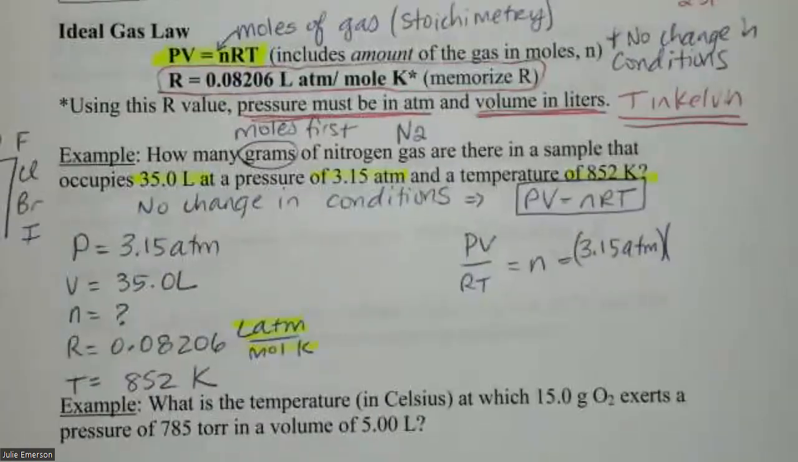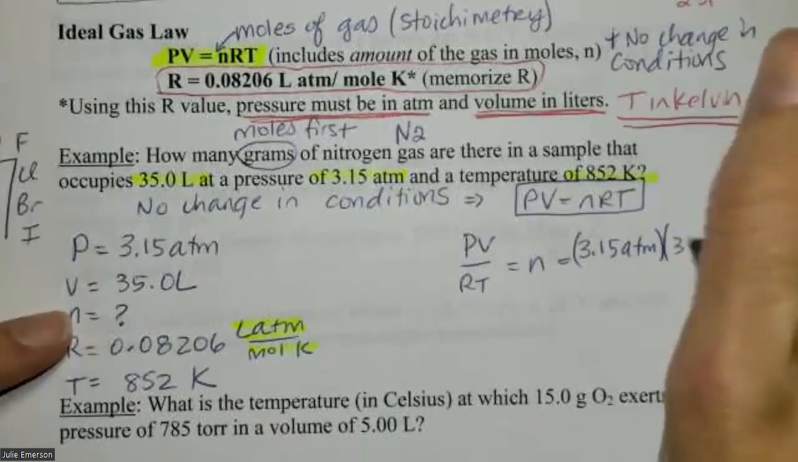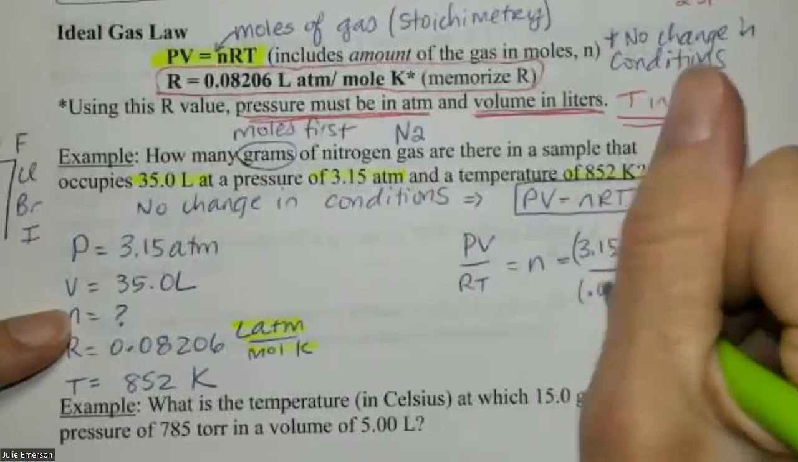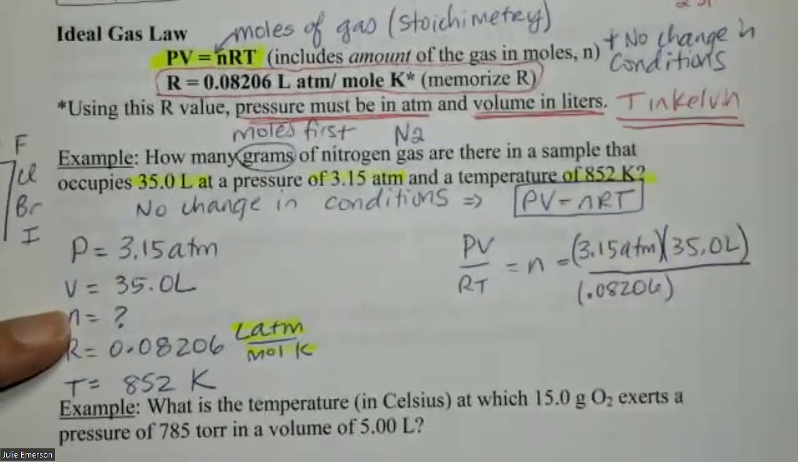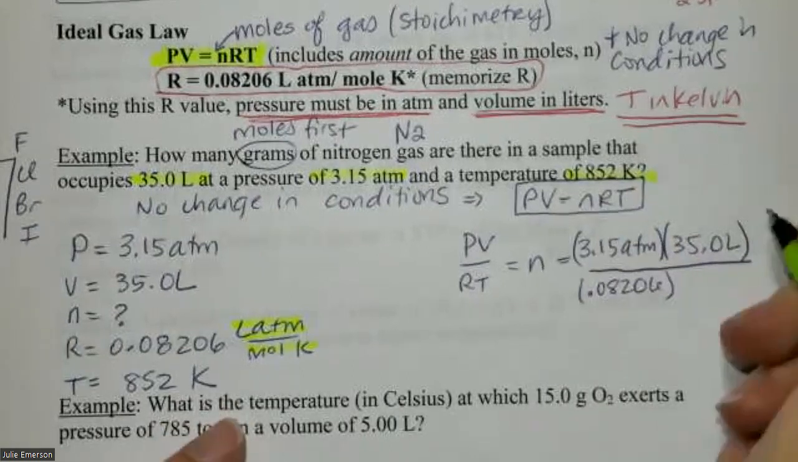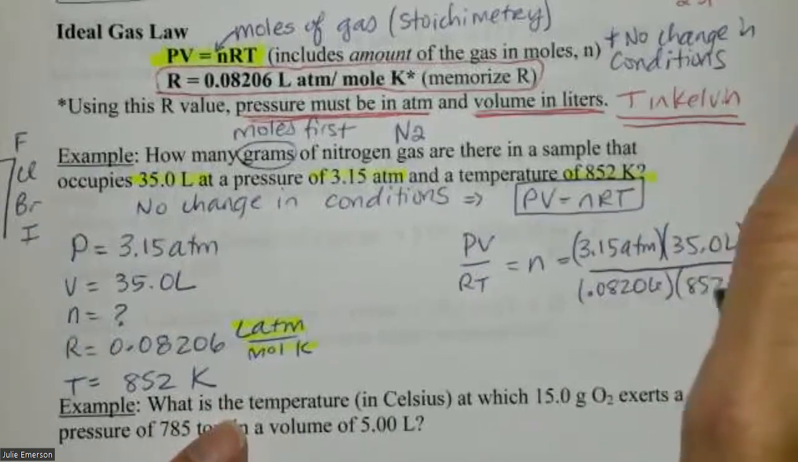Volume, sorry, my recording just converted from the first session. So we got 35.0 liters. R, 0.08206. I'm going to leave the units out just because I already wrote them. I don't want to have to write them again. All right, and then temperature 852 Kelvin.